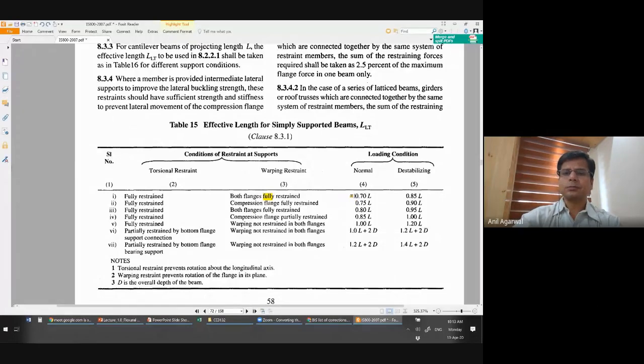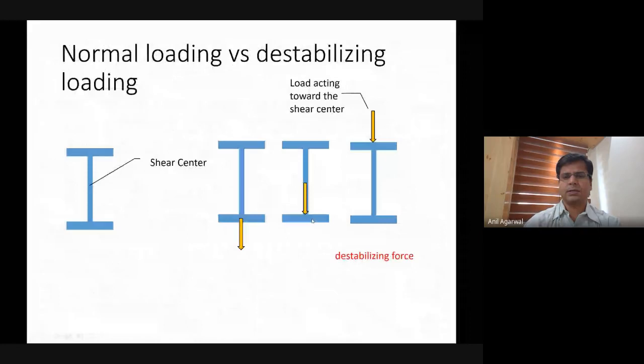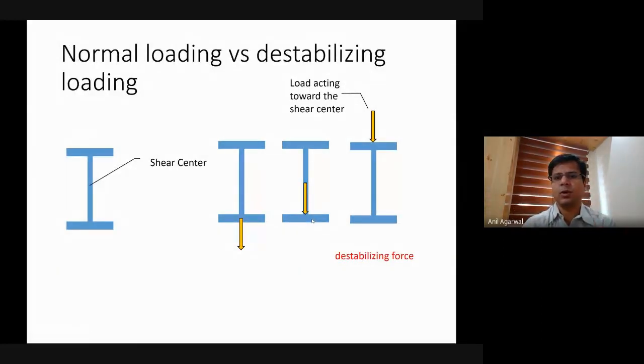In addition to that, there were two other challenges or complications that we had to understand. One was normal type of loading, another one was destabilizing kind of loading. And the difference between normal and destabilizing kind of loading was explained in this slide, right? So we had again discussed this thing in quite a bit of detail.